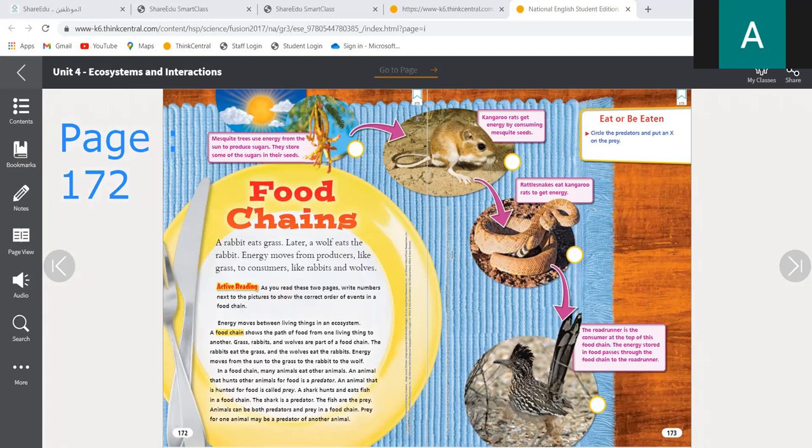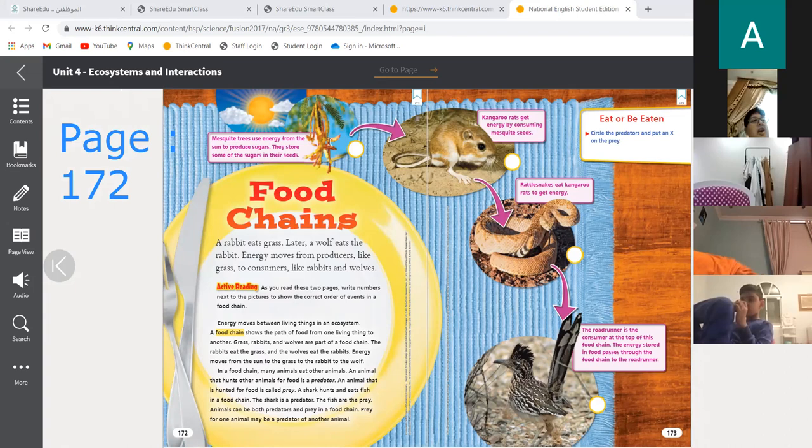Now, number one is what? The sunlight. Assalamu alaikum. Wa alaikum assalam, ya Khalid. You missed a lot, ya Khalid. Khalid, over here. The sun will give the energy to the plant. And then, who will eat the plant? The kangaroo rat.